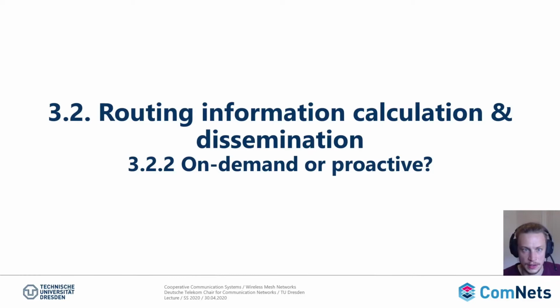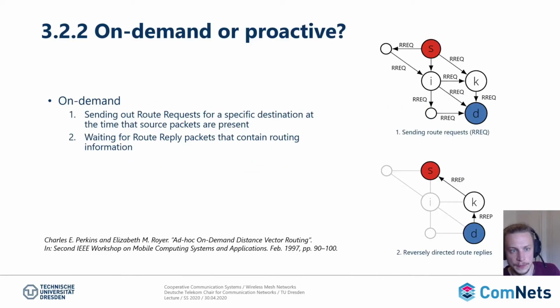In on-demand routing, a very famous example for this is AODV, ad hoc on-demand distance vector routing. The calculation of new routes is triggered when information is present, so it's on-demand routing. And the network is flooded with route requests, and then a route reply is formulated through the shortest path back to the originator of the flood.